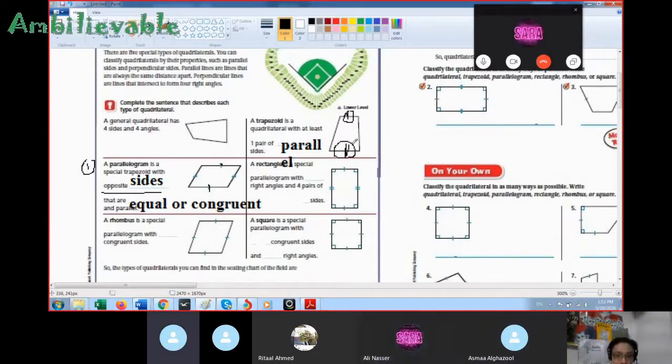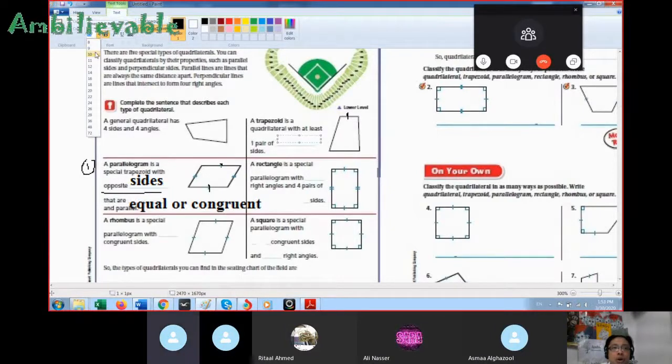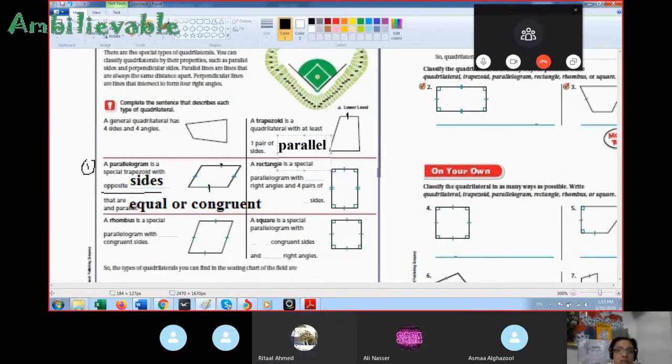So we write parallel? Yes, one pair. Wait, it's a wrong spelling. One pair of parallel, okay, that one, parallels, and the parallel sides are these, okay? Okay, that's number one, that's number two, now number three.